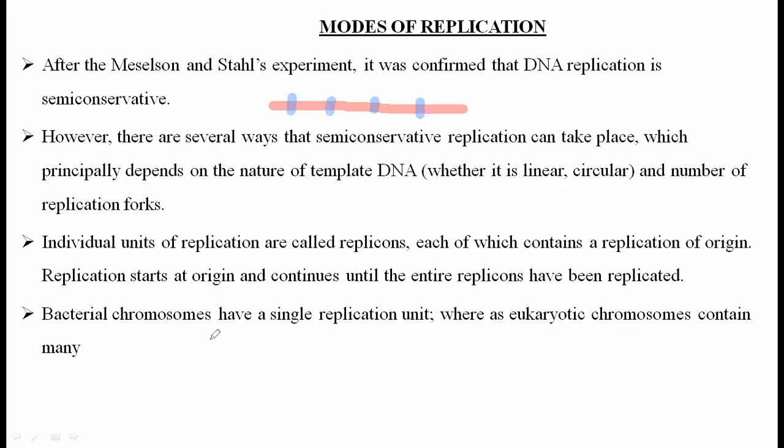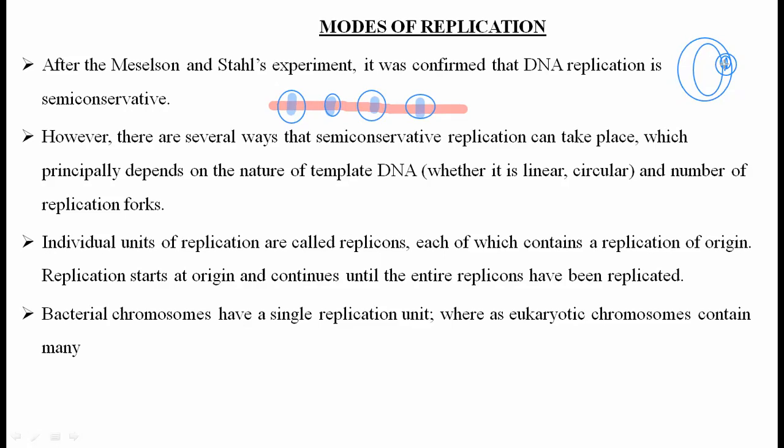If it starts from this point, this point is called the origin of replication. The origin of replication is a point where the replication starts. Am I clear? For example, if this is circular DNA, and from here the replication starts, I will say this point is called the origin of replication, ORIC. The origin of replication is a point where the replication starts.